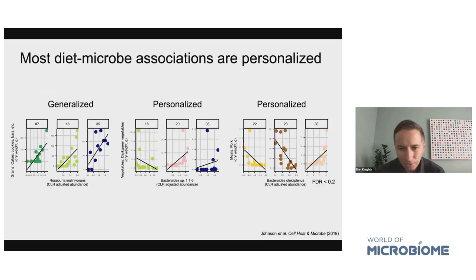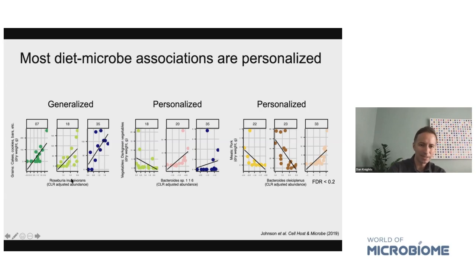Because we had this longitudinal data, there's this other cool thing we were able to do, which is we can actually ask for each person whether specific foods are correlated with specific microbes over time. This only works if it's a food they ate frequently at differing amounts. And we saw that some of these associations were quite generalized. So for example, this cakes, cookies, bars group was positively associated with Roseburia inulinivorans in multiple people.